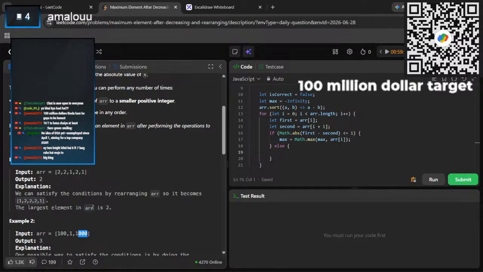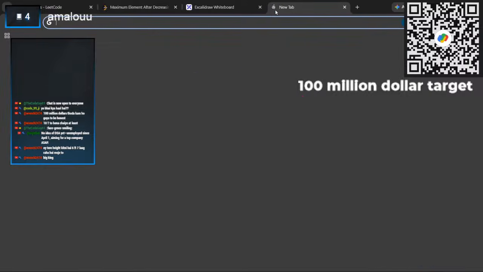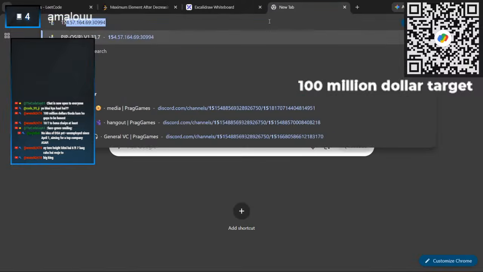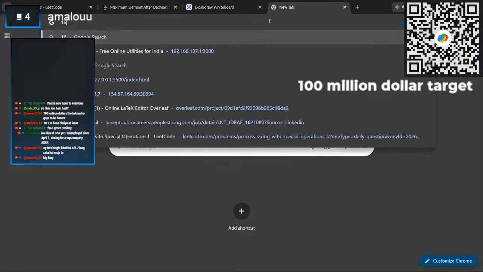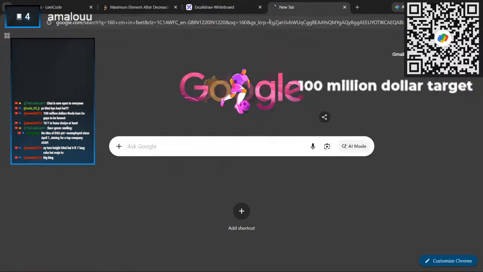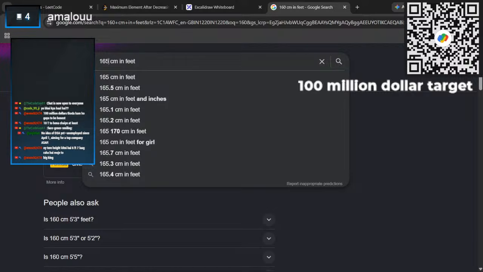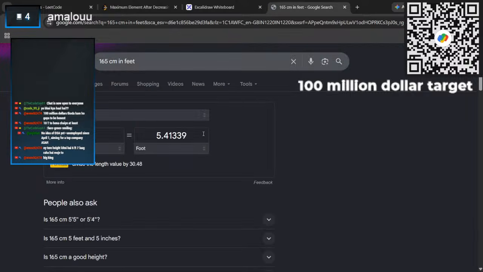I'm not 7 feet. 160. 165 or something, I don't know. I am 5'4" or 5'5" something. How much is 5'5"?